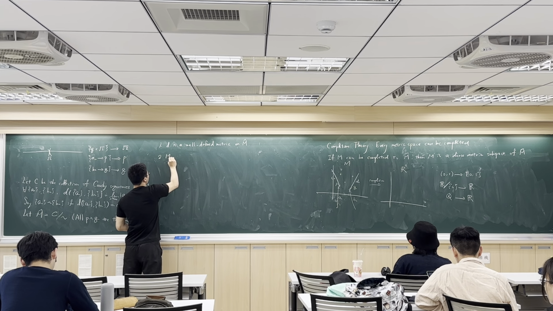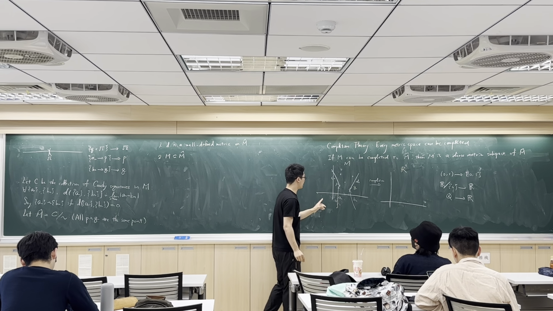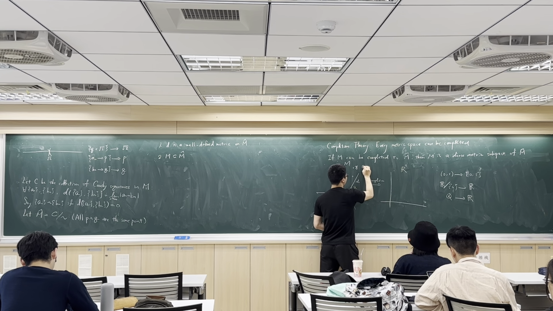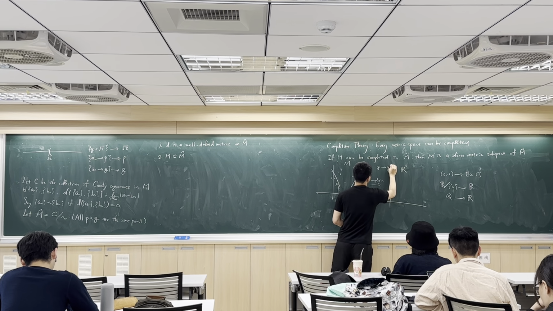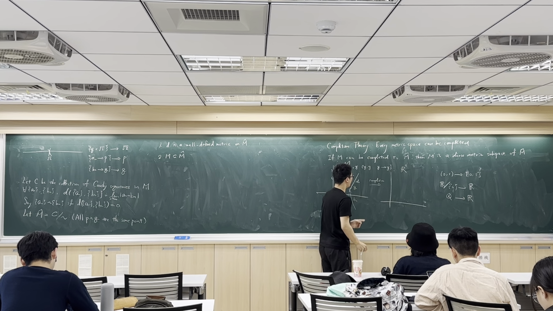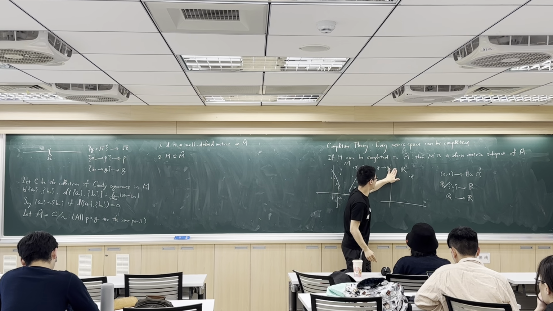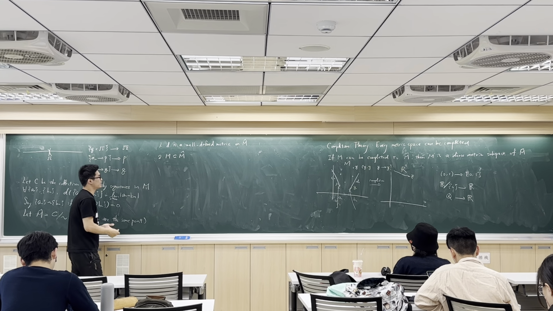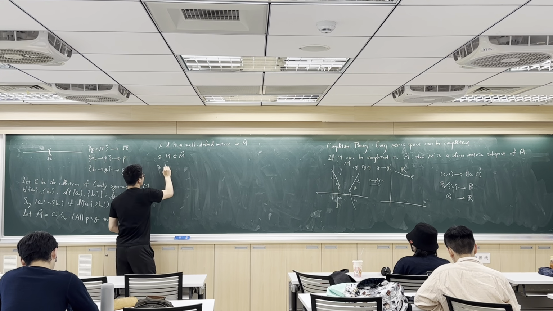So second, M is embedded in M hat, or M is a subset of M hat. Because for a point Y in M, there's a Cauchy sequence Y, Y, Y, that tends to Y. So this sequence will be mapped to the point Y in our complete space. So M is a submetric space of M hat. And the third one is that M hat is complete.